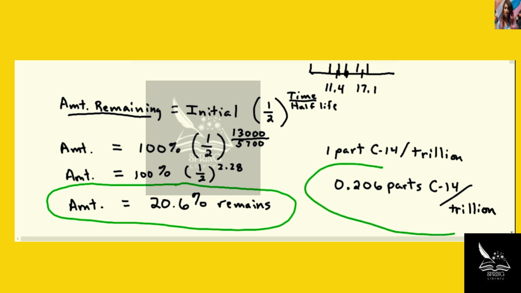All right, so there's our two answers, expressed as a percent and expressed as parts per trillion.